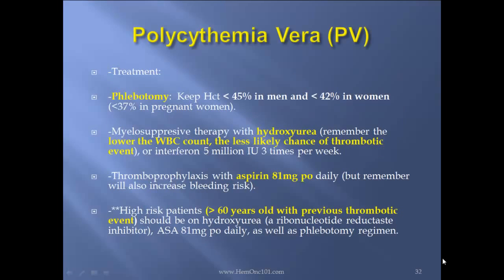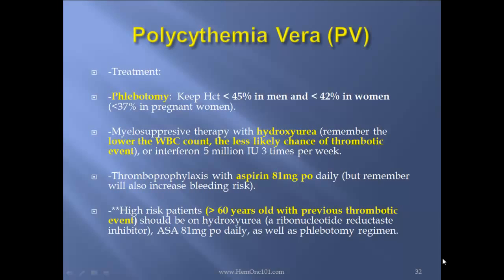Treatment: phlebotomy to keep hematocrit less than 45% in men, less than 42% in women, and less than 37% in pregnant women. Myelosuppressive therapy with hydroxyurea. Remember, the lower the WBC count, the less likely the chance of a thrombotic event. Or interferon 5 million units 3 times per week. Thromboprophylaxis with aspirin 81 mg daily, but remember, there's also increased risk of bleeding.